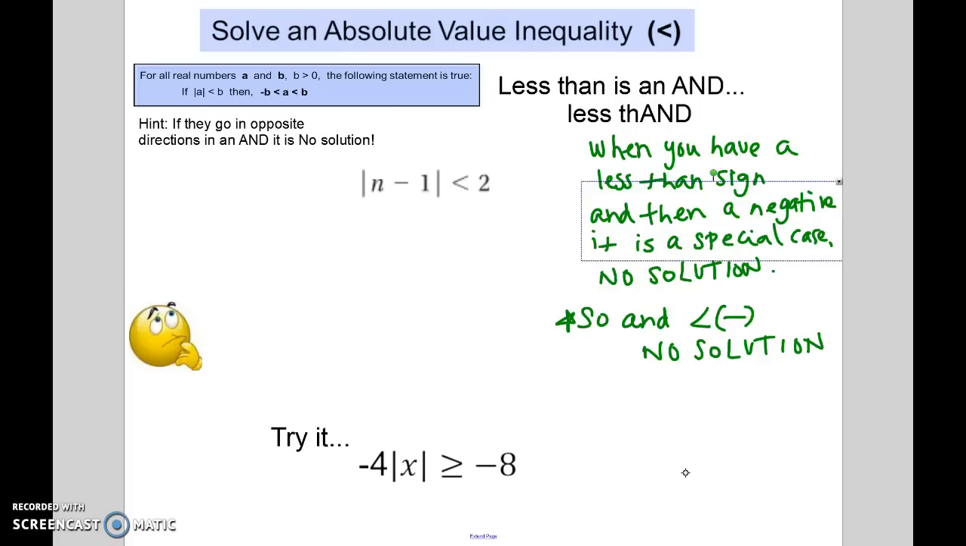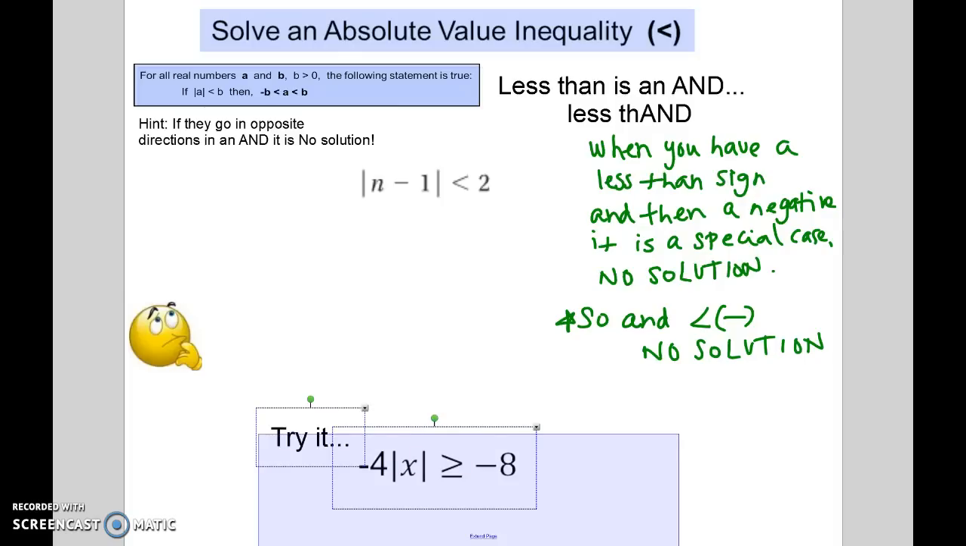So here we have it written down now so that you can use that as a guideline later. When you have a less than sign and then a negative, it's a special case, which is no solution. So an and that is less than a negative, no solution. And that's also obviously once you have your absolute value alone.